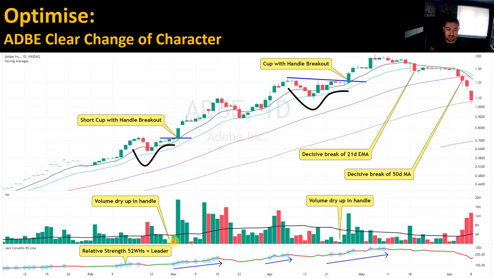Look how the volume dries up. Just no volume, tightness in price tells you there's no supply coming to the market. There's no selling pressure. Here you get another cup and handle. Look at the tightness in price. Look at the volume drying up. Look at the 52-week highs.